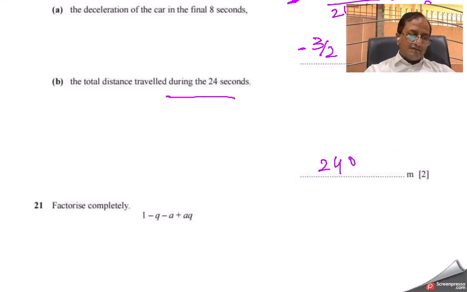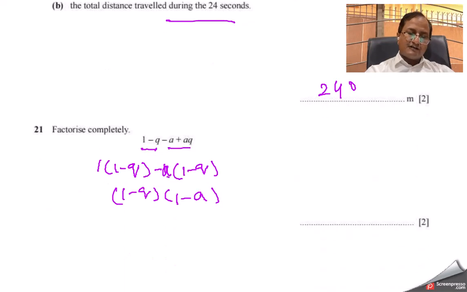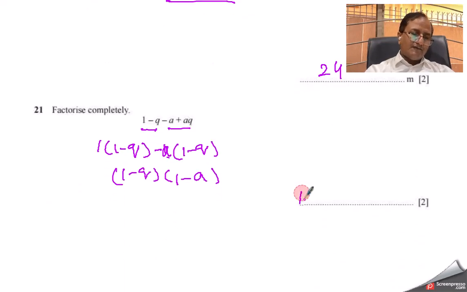Completely factorize, we are supposed to check over here. Make the pairs: 1 minus q is common, and negative a is common, so we have 1 minus q as common again, and then 1 minus a. This is the factorization answer: 1 minus q times 1 minus a.